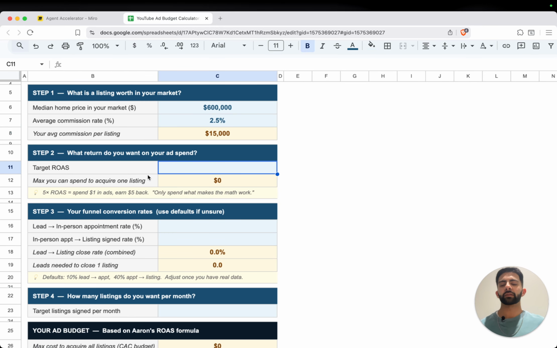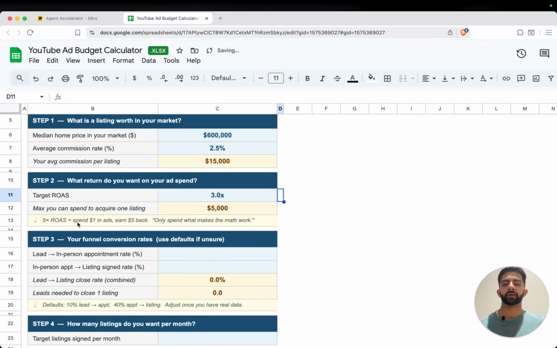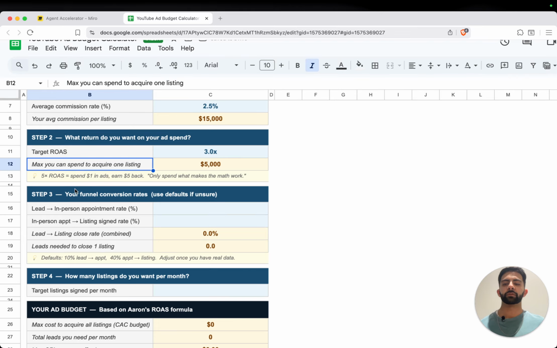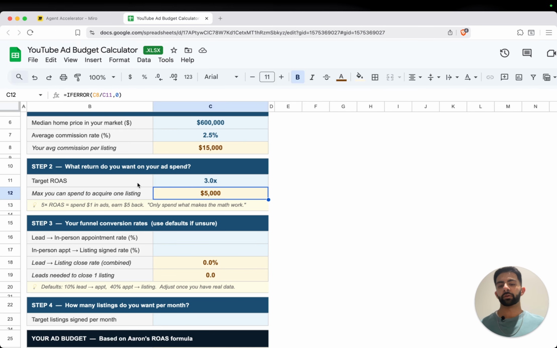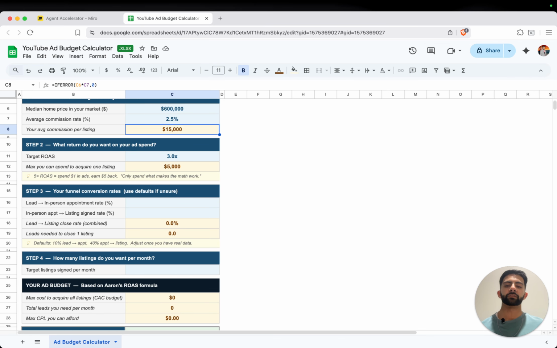Now, the next thing is what returns do you want on your ad spend? Target ROAS is basically return on ad spend, meaning for every dollar in, how much are we getting back from it? Typically when we work with our partners, we want to see at least a 2x ROAS. Usually we're looking at it between a 2 and a 5x return on ad spend. So let's say, for example, we're looking at a 3x ROAS. That means that on average, the maximum that we can spend to acquire one listing is $5,000. So again, put in $1, get $3 out. For a $5,000 listing acquired, that's going to lead us to a $15,000 commission check earned.